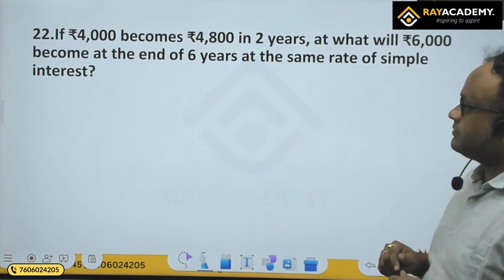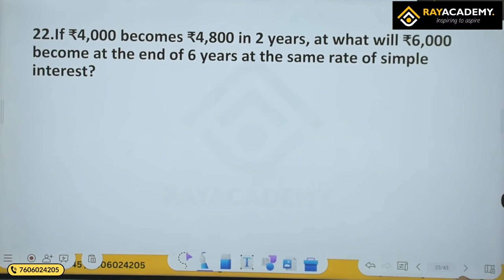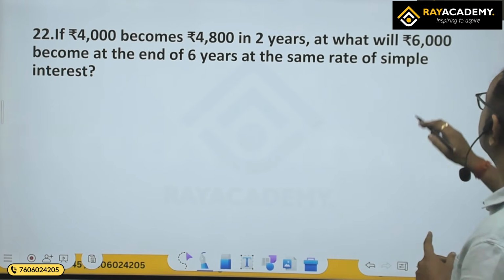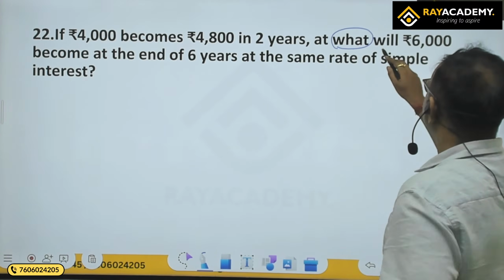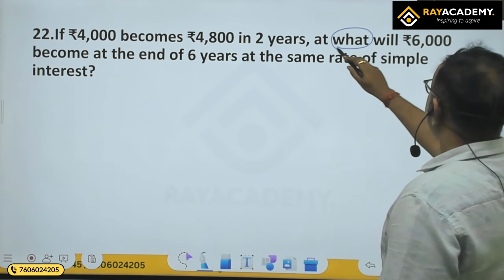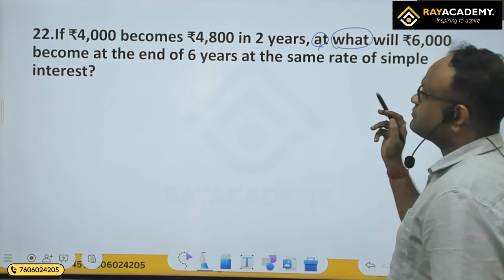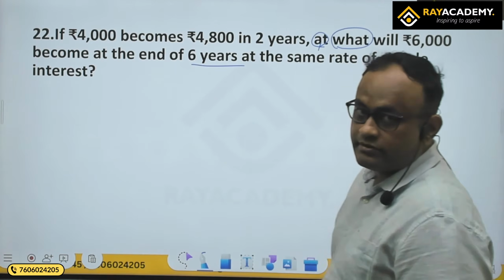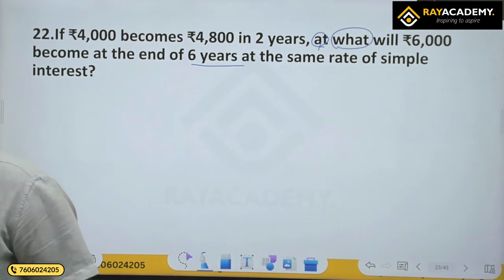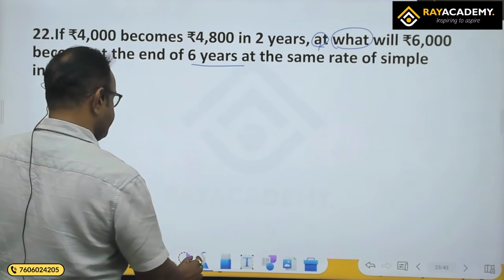Okay, so this is a question: if 4000 becomes 4800 in 2 years, what will 6000 become at the end of 6 years at the same rate of simple interest? There is a grammatical mistake in the wording. This is a simple interest and compound interest question.